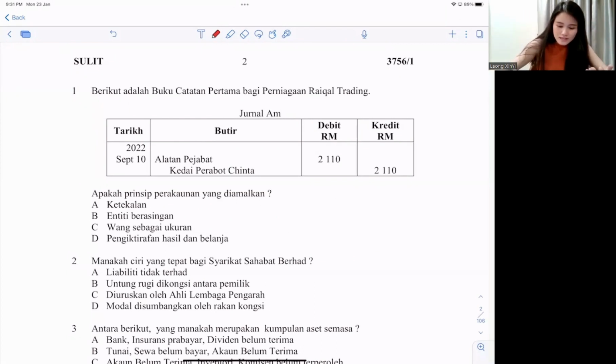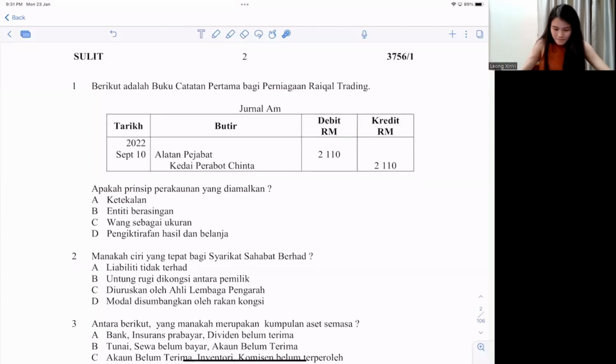So here, you see, it's written, berikut adalah buku catatan pertama bagi perniagaan Raikal Trading. So it is written, alatan pejabat, Kedai Perabot Cinta. Now, the numbers are both the same, of course. When you put into the journal it must be the same number. If it's different, then it's not even a catatan berganda anymore. So, apakah prinsip perakaunan yang diamalkan? So, over here, we can see that it is perniagaan Raikal Trading, but it is buying alatan pejabat from Kedai Perabot Cinta. Okay, so over here, actually, it says prinsip perakaunan.